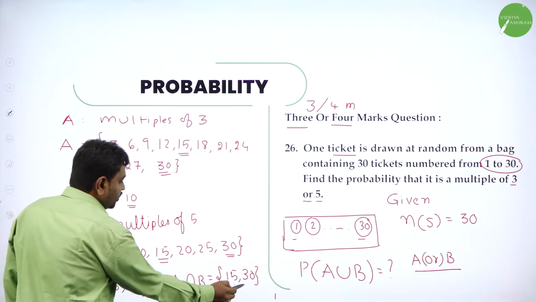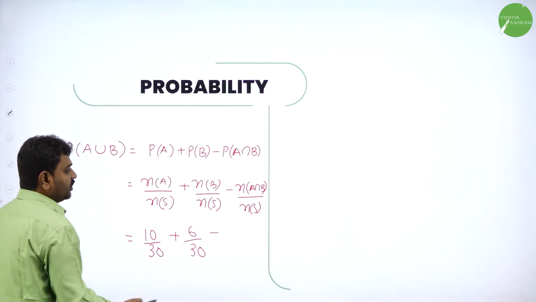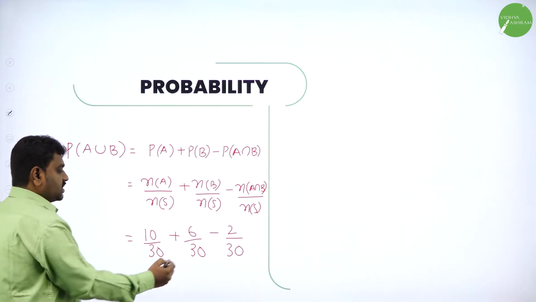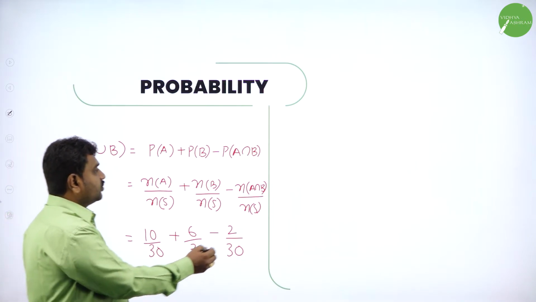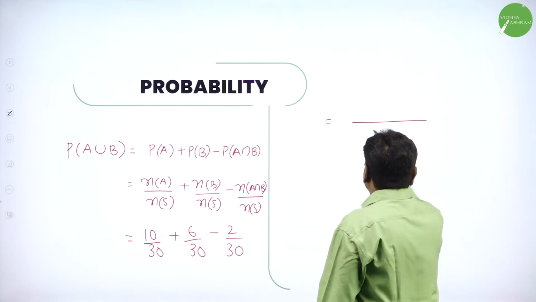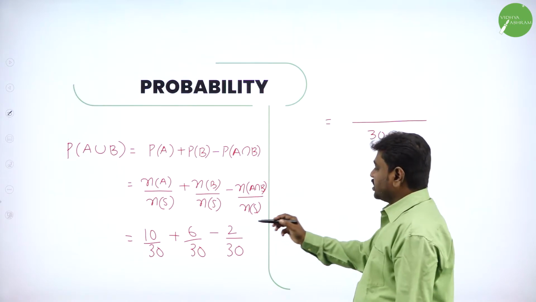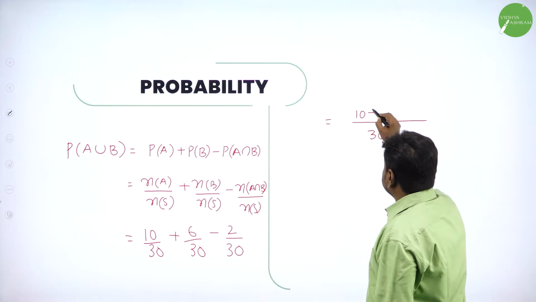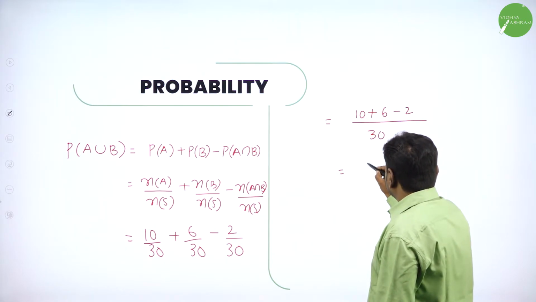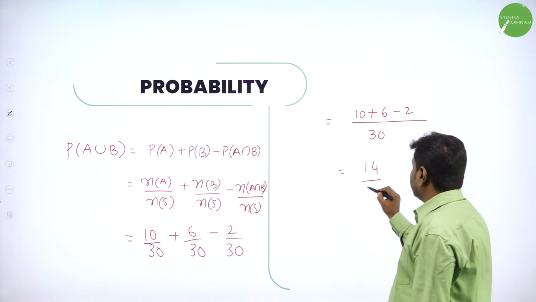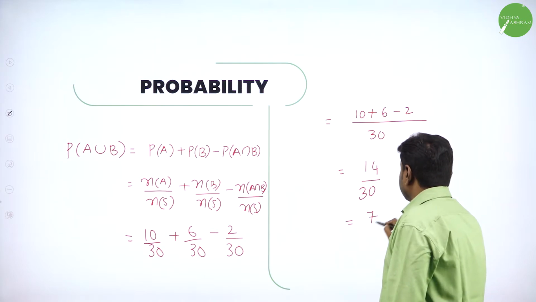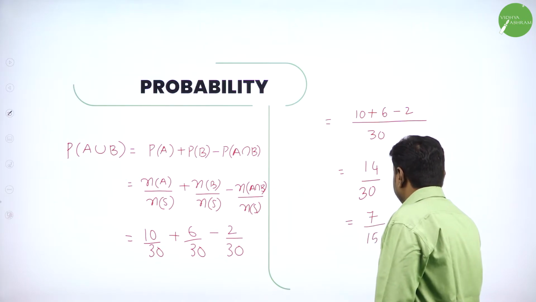Common means we have 2 elements, 15 and 30. N of A intersection B is 2 out of 30. Now simplify this. For all, the LCM is 30, so we don't divide it. The LCM is the same, 30, and simplify: 10 plus 6 minus 2. 10 plus 6 is 16, 16 minus 2 is 14. 14 divided by 30, and both are divisible by 2. 2 sevens are 14, 2 fifteens are 30, so 7 by 15.